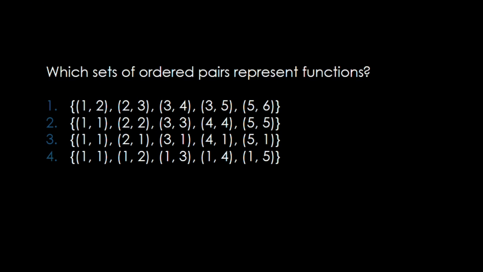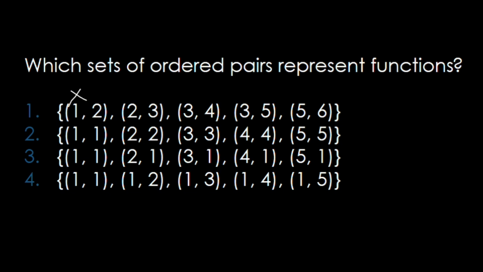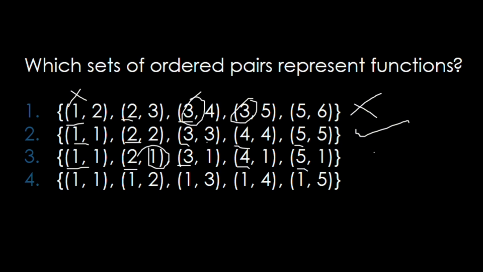Which set of ordered pairs represents a function? Here you are asked to show which set represents a function. The first thing you do is check the x part of it. If there's a repetition, it is not a function. But if there is no repetition, it's a function. Here you have 1, 2, 3. This 3 and this 3 repeat, so that is not a function. You have 1, 2, 3, 4, and 5. This is a function.